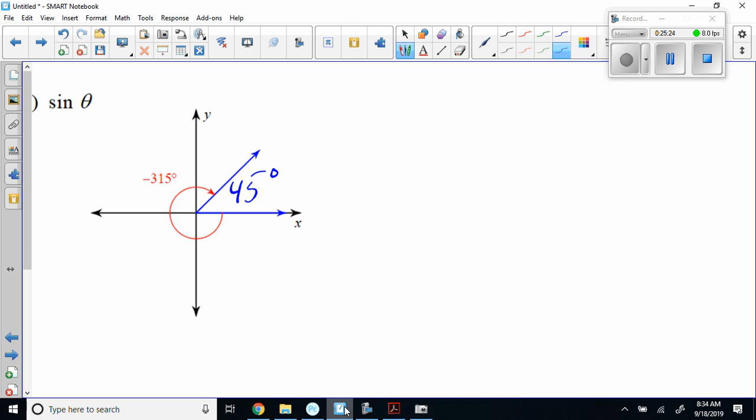Yes, it is. Because look at where we want. We're wanting right here, right? Yes or no? So the sine of negative 315 is the same as sine of who? 45. So what would that be? It would be the square root of 2 over what? Thank you.